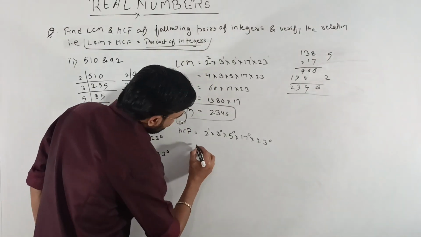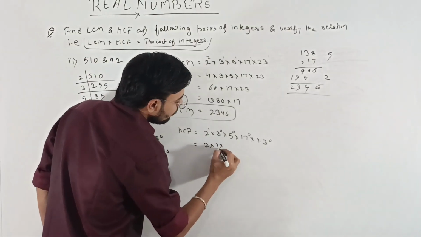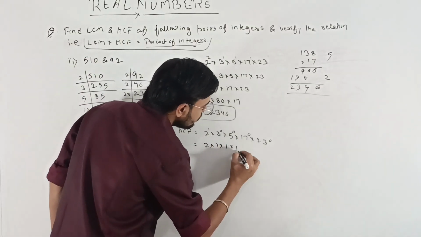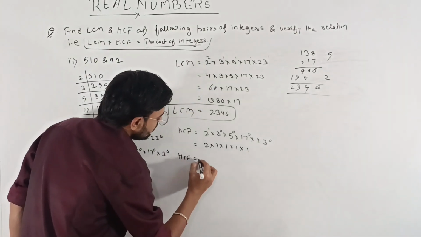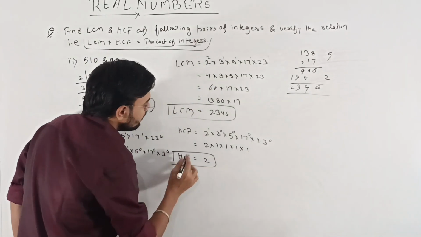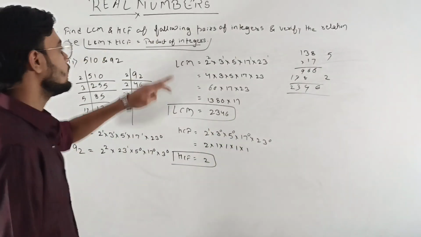Now from here HCF is 2 to the power 1, which is 2. 3 to the power 0 is 1. 5 to the power 0 is 1. 17 to the power 0 is 1. This is also 1. Then HCF is equal to 2. We have LCM 23460 and HCF 2. Now we have to verify this relation.